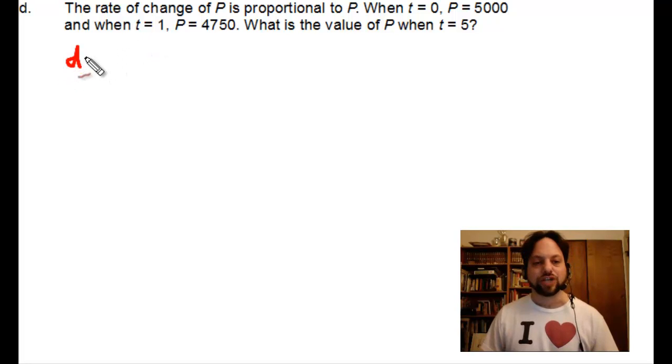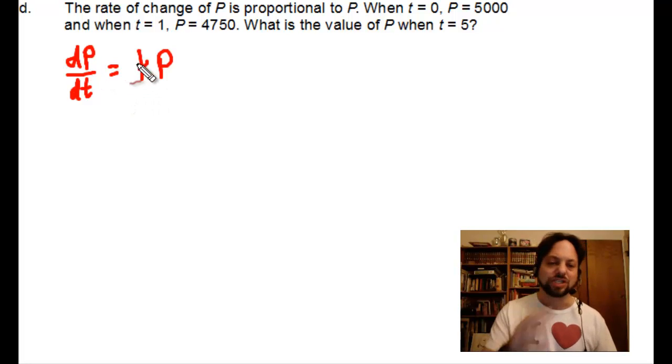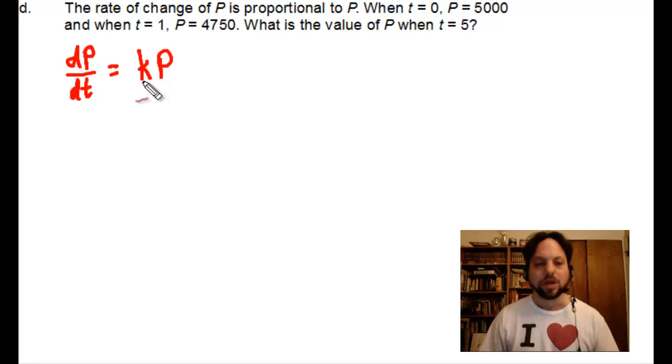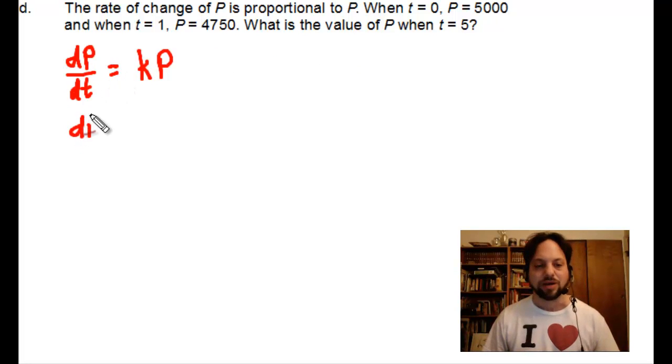When we say the rate of change of p, of course we're talking about dp dt, and if that's proportional to p, then it's not going to necessarily equal p, but it's going to equal some version of p. So I'll put my k here. This is what we refer to as the proportionality constant that keeps things from being equal, but rather just proportional to p. Alright, well, we're given some other information, but before we get to that, let's go ahead and solve this differential equation that we have right here.